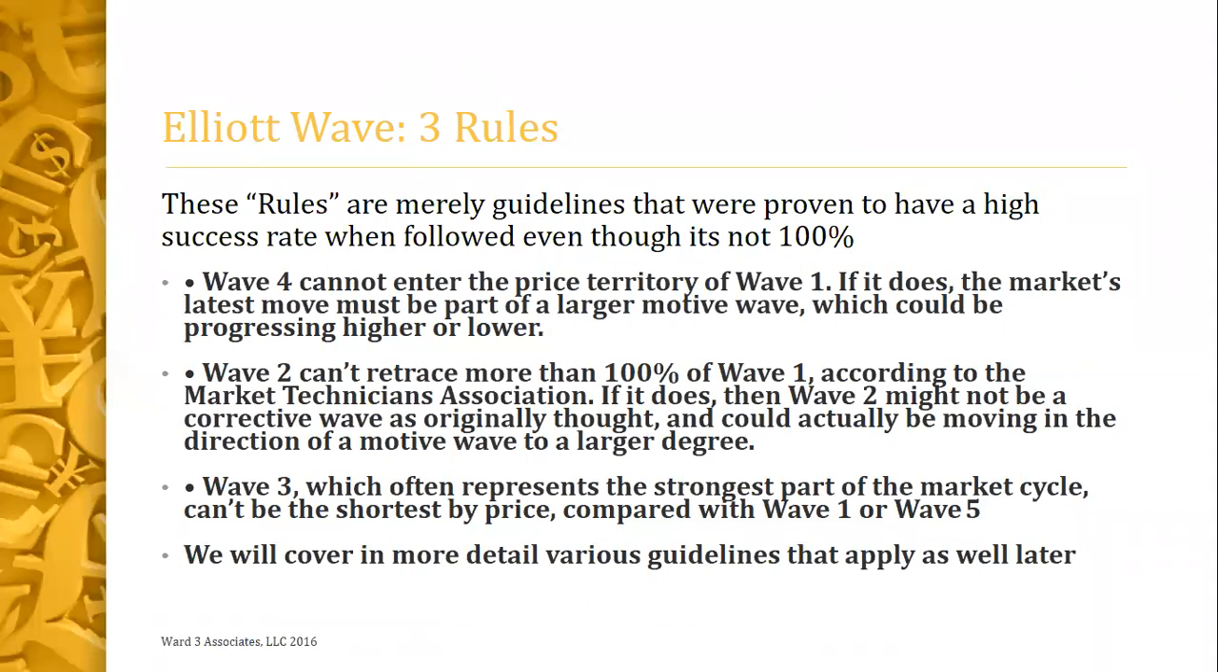All right. So the 3 rules, guys. The first major one is wave 4 cannot enter the price territory of wave 1. If it does, the market's latest move must be a part of a larger motive wave, which could be progressing higher or lower. Okay. I want to expand on this one. When it says it cannot enter the price territory of wave 1, it can, but when it does, you don't want to see the candles closing within it. And I'll show you this on the chart.